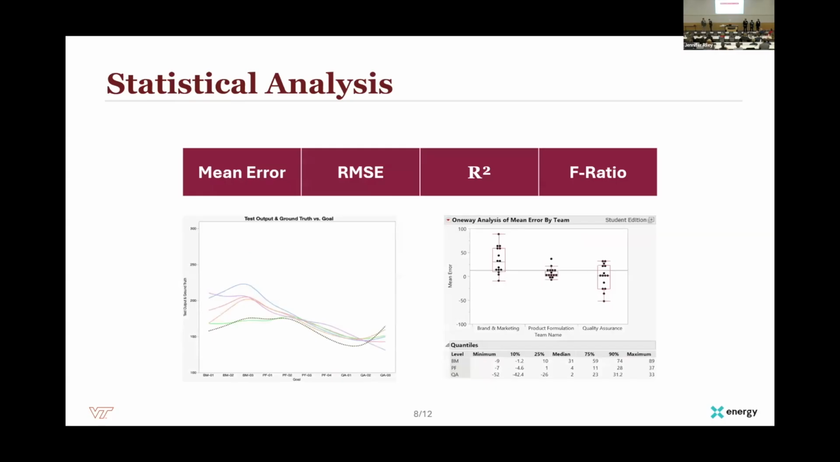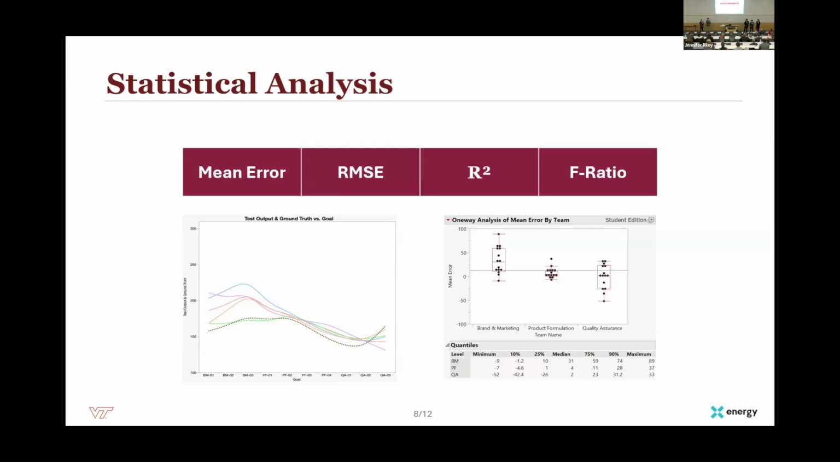Thanks, Ethan. So for our statistical analysis, we chose to focus on 4 main metrics: the mean error, which measures the average accuracy; RMSE, which measures volatility and penalizes larger misses in the data; the R squared, which measures pattern alignment; and the F ratio, which measures statistical reliability. We chose these 4 metrics because we wanted to get the most accurate and reliable interpretation of project progress.